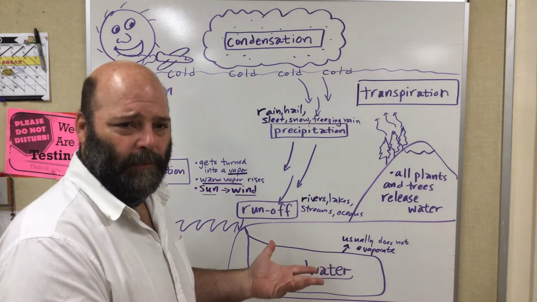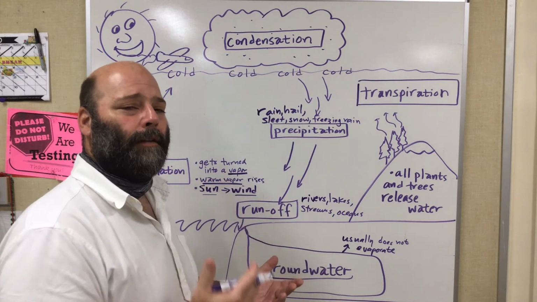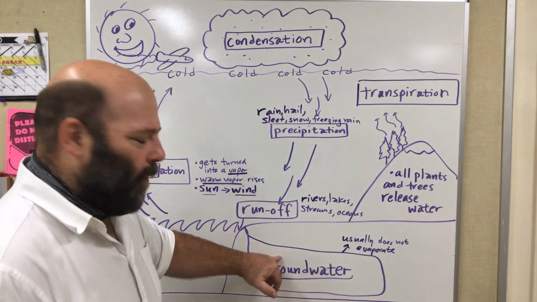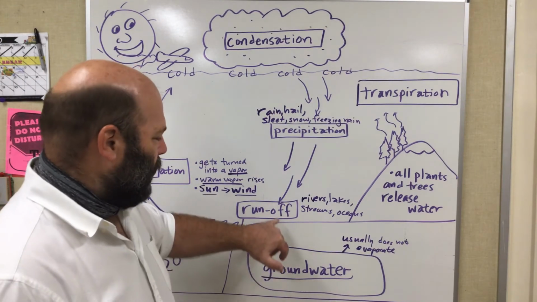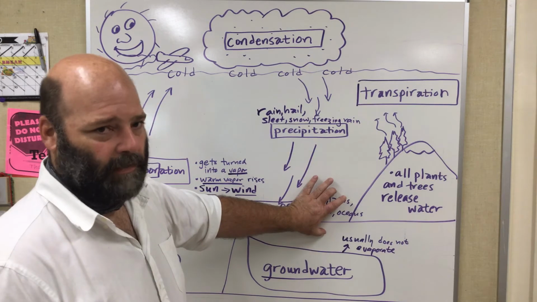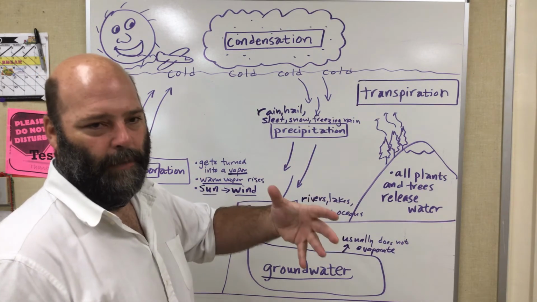And sometimes it ends up in our drinking water. We pump the water out of the ground and we drink it. A lot of people with wells do that. So groundwater is kind of the strange one, okay? Because all these other ones can be sucked up by the sun and the wind, okay? And turned into this vapor.